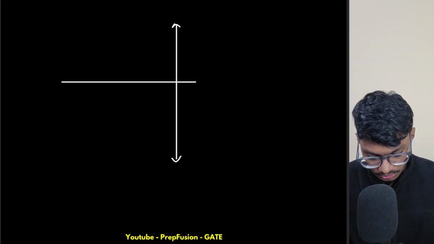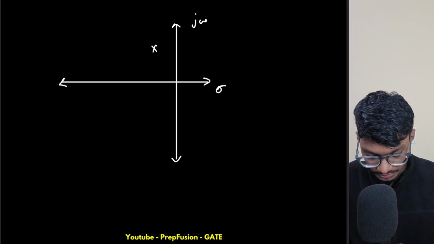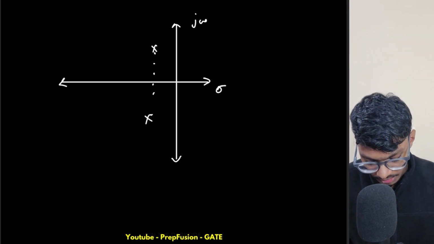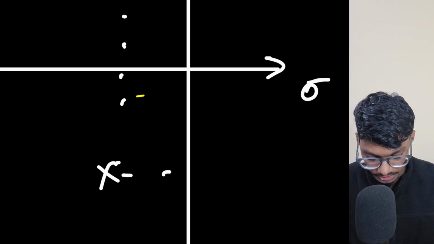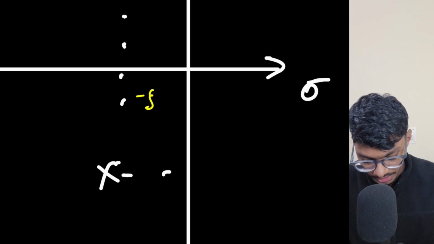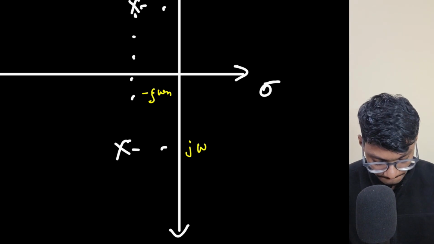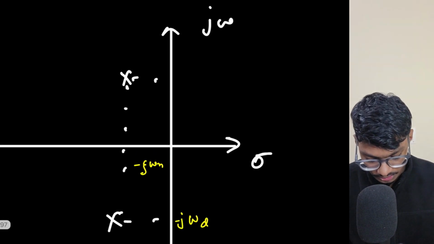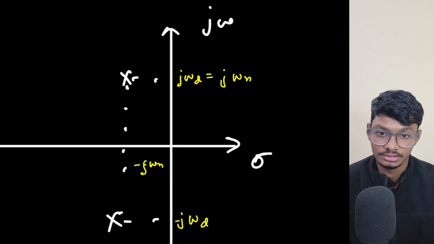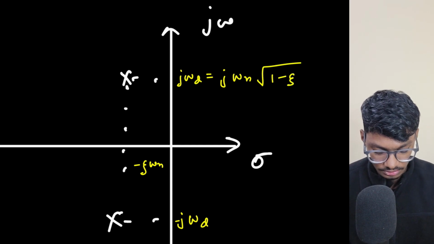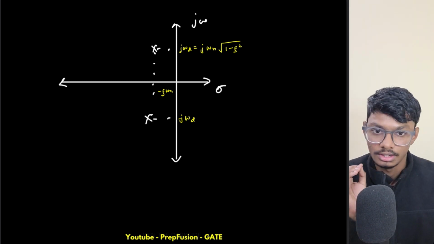I hope you remember the formulas. So this is the sigma j omega S plane, and here I have complex conjugate poles. The real part of my complex conjugate poles is minus zeta omega n. The imaginary part is known as the damped frequency, minus j omega d and plus j omega d, where omega d equals omega n times root of 1 minus zeta square. So this was the formula for damped frequency.